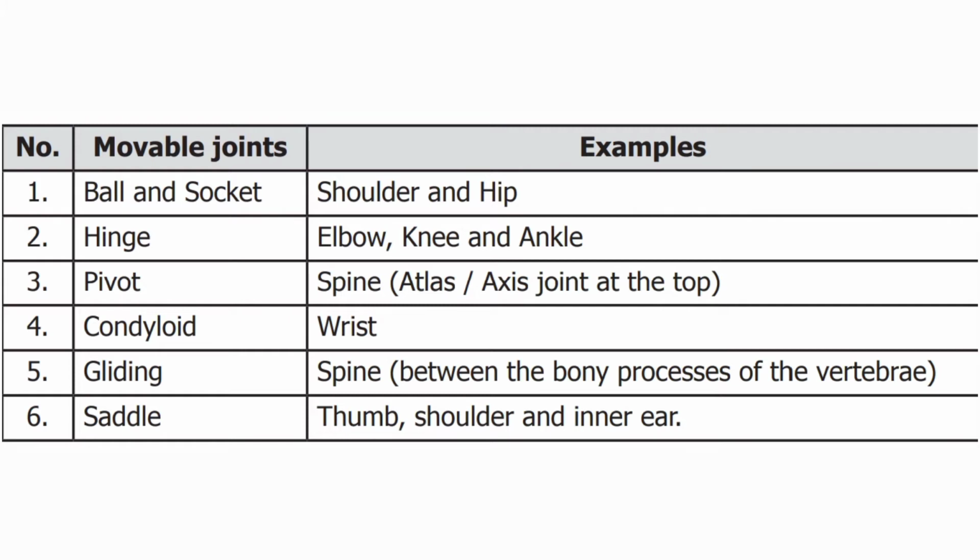Pivot joint, spine, that is atlas or axis joint at the top. Condyloid, wrist. Gliding. Example, spine between the bony process of the vertebrae. Then saddle. Example, thumb, shoulder and inner ear.